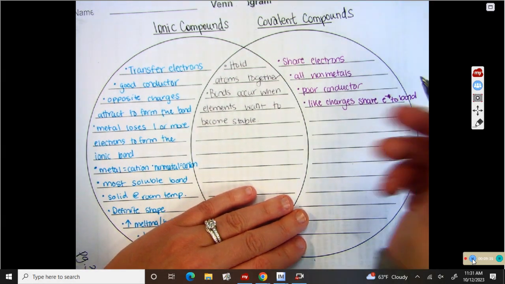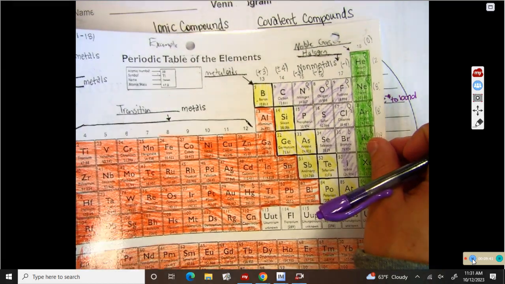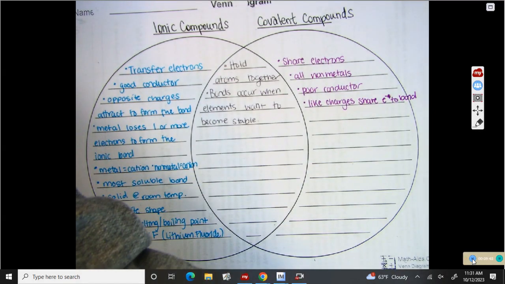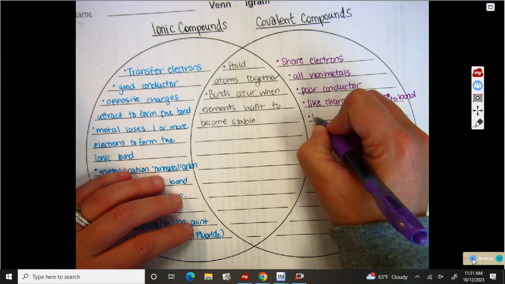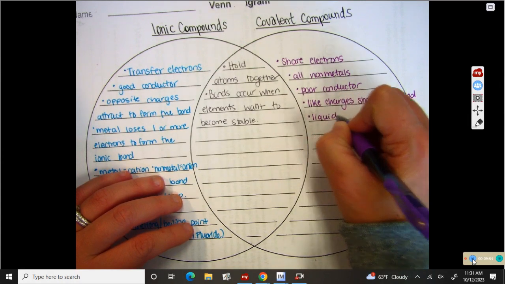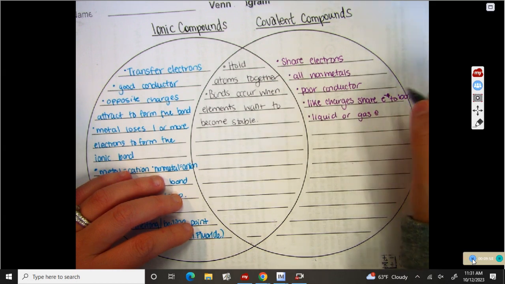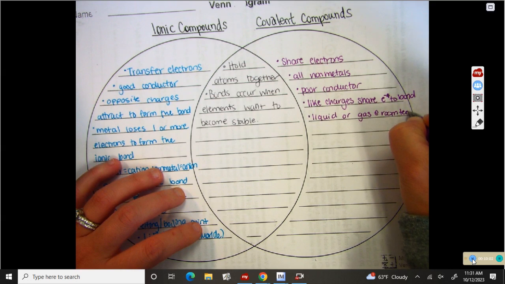Now, we know that if you look at the periodic table, you're going to see some solid nonmetals. But most of our covalent bonds, when they form, because we do have so many gases and liquids right here, they will be forming liquid or gas substances. So we're going to put liquid or gas at room temperature.